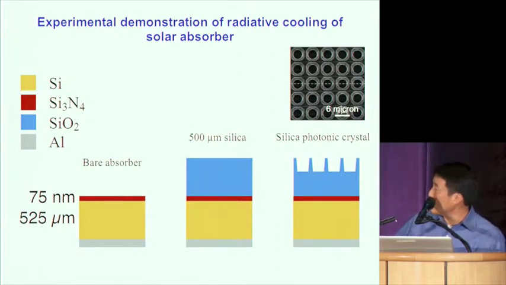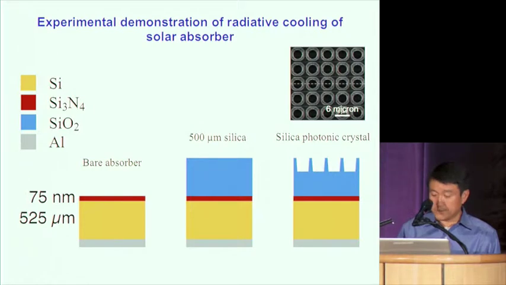In one case, we put a 500 micron thick silica layer, and in the other case, we put a 500 micron silica layer with a photonic crystal. So we use photolithography and introduce a periodic array of air holes into the silica layer. The periodicity here is about 6 micron because we're trying to control thermal radiation, which has long wavelengths. We then compare the optical and thermal properties of these 3 structures.